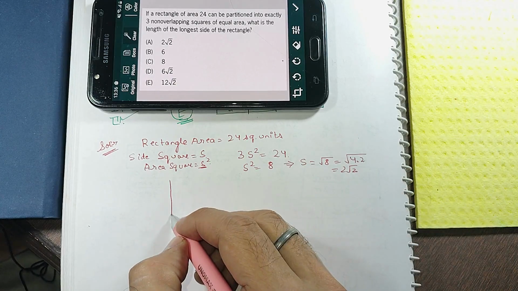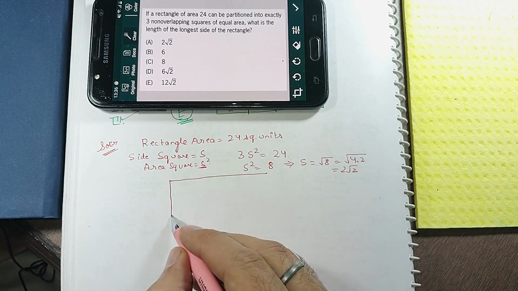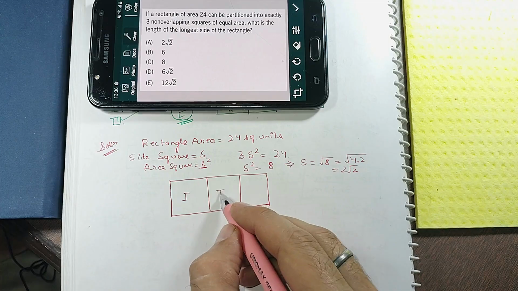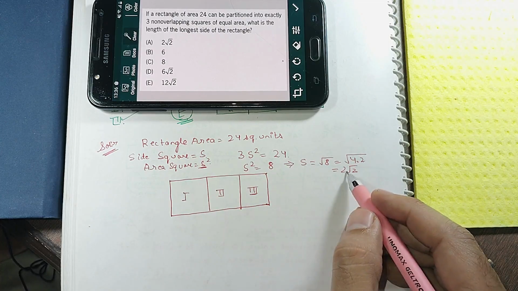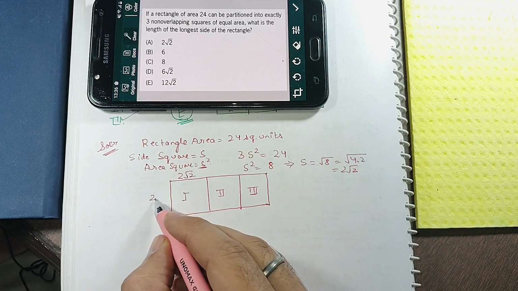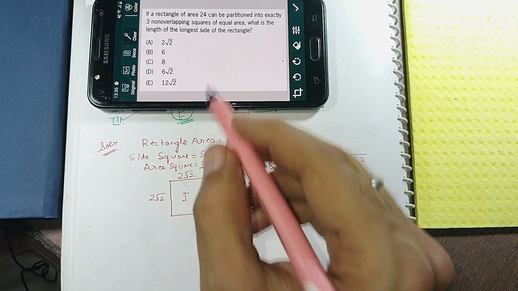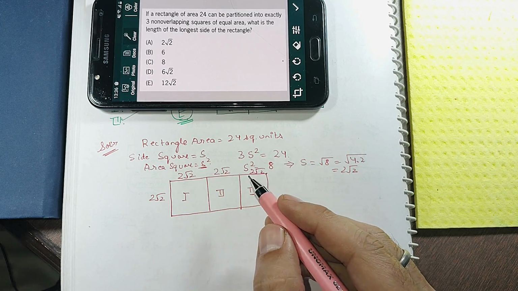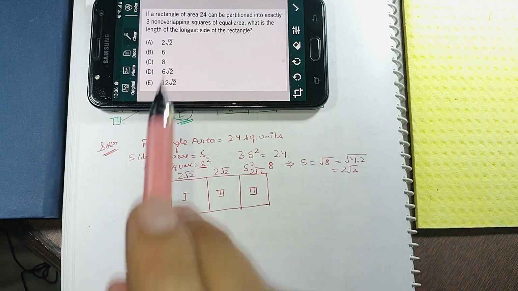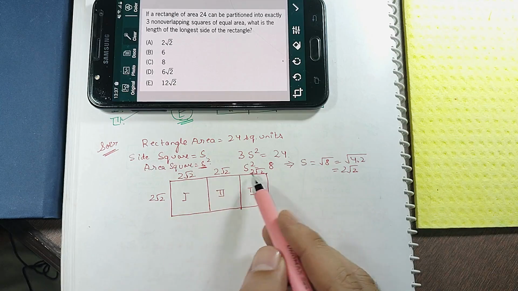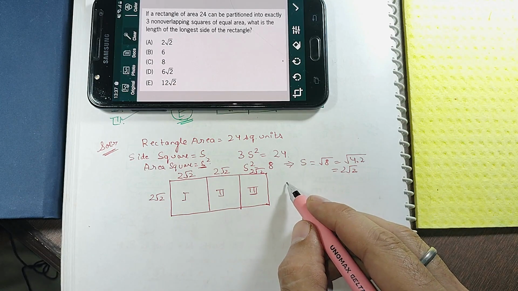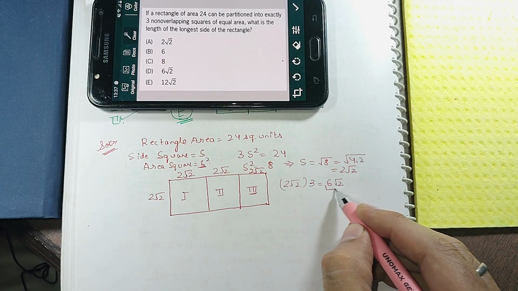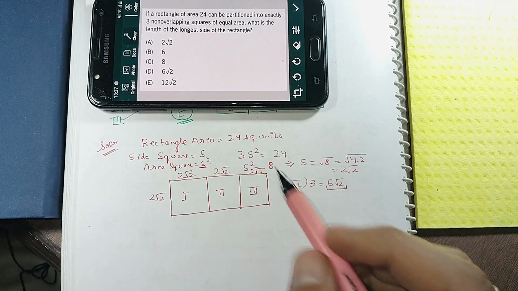Now let us draw the rectangle. It has been partitioned into 3 squares: square 1, square 2 and square 3. We got the side of the first square, 2 root 2, and since the squares have equal area, their sides are also the same. So each will be 2 root 2. We have been asked the length of the longest side of the rectangle. The longest side will be the addition of 2 root 2, 3 times. So this will be equal to 6 root 2. So the longest side will be 6 root 2, option D.